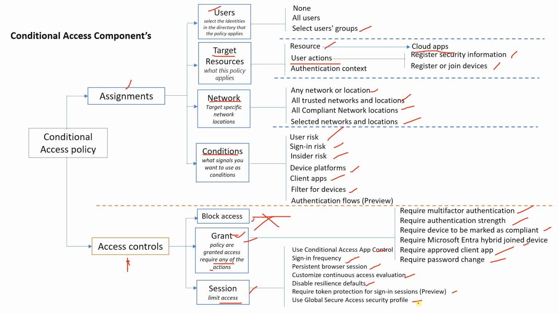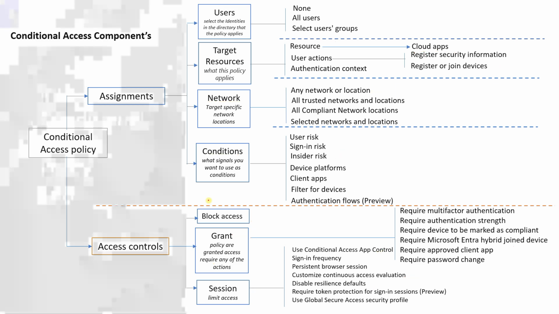So this is the conditional access component. Conditional access has assignment and access control levels. Once you give the assignments, after that you need to give the access control level, like block, grant, or session. So now you understand what the conditional access component is. We will go for the next slide.